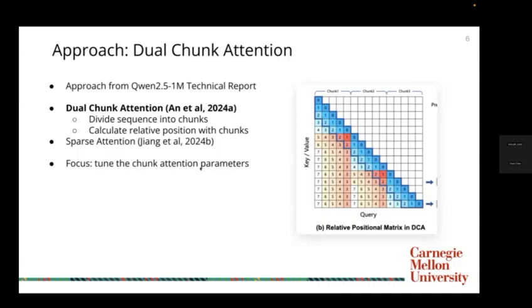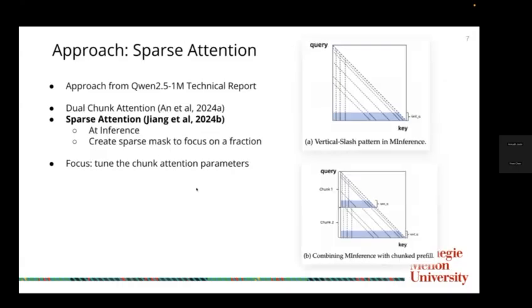For the dual chunk attention, we are basically dividing the sequence into chunks. Therefore, we're calculating the positions not between tokens, but instead between chunks. In that case, we have better performance when the context length is longer. For the sparse attention part, at inference time, we are creating sparse masks to let the model just focus on a specific fraction of the sequence, such that we have better performance when the context is long.